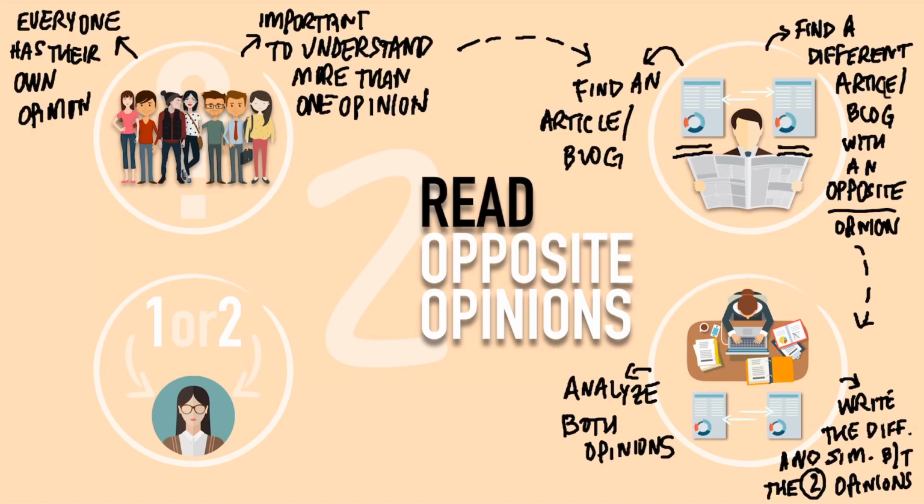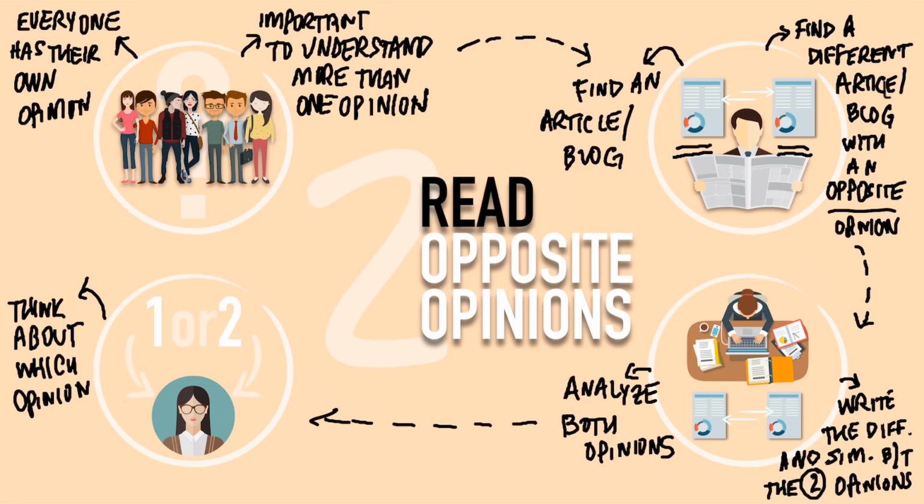Now, after you've done that, we're going to go to the last phase of this method. What you need to do is to think about which opinion you agree with. Now, this is when your opinion comes into play or becomes important. Which opinion you agree with more. All right.